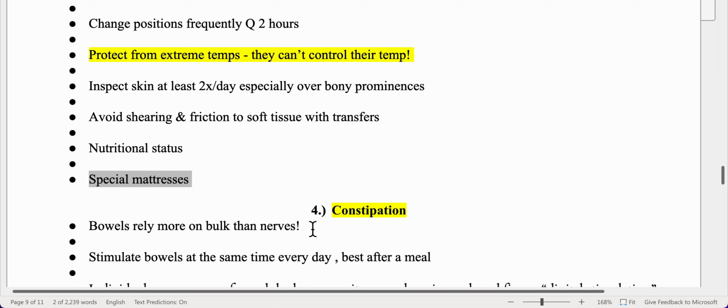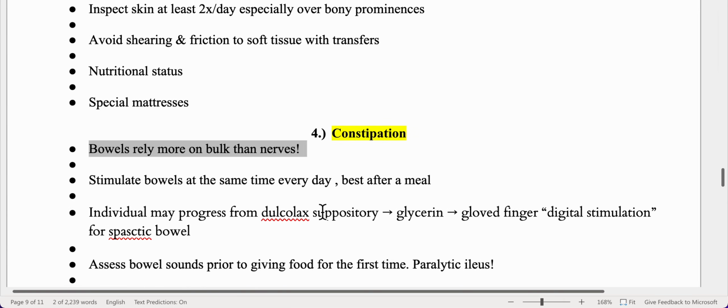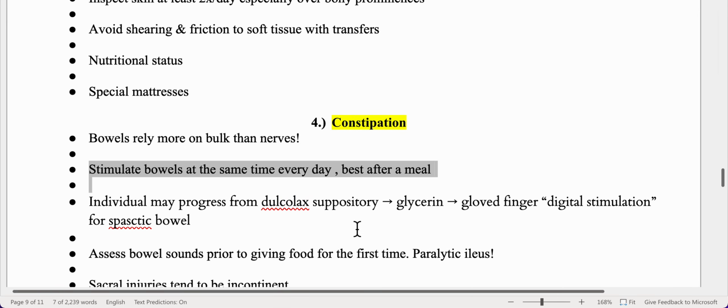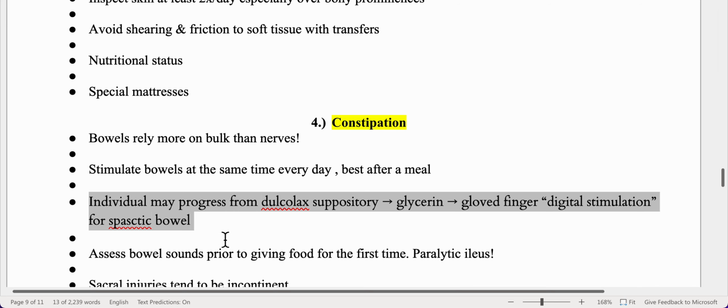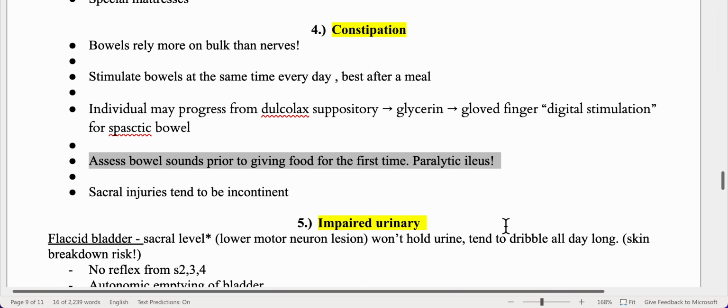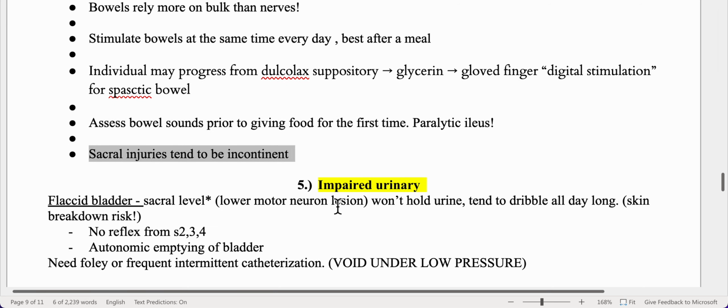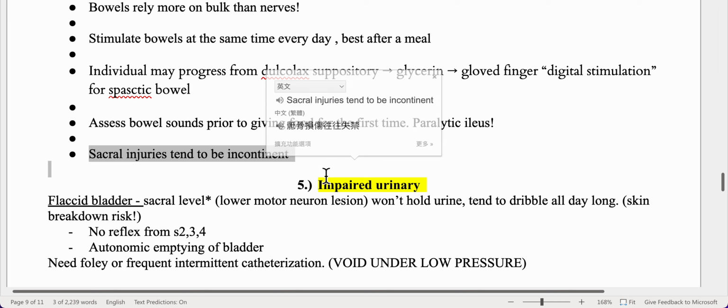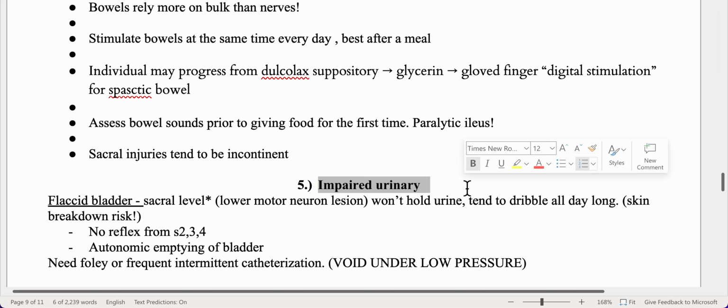Nutritional status. Special mattresses. Constipation. Bowels rely more on bulk than nerves. Stimulate bowels at the same time every day, best after a meal. Individual may progress from Dulcolax suppository, to glycerin, to gloved finger digital stimulation for spastic bowel. Assess bowel sounds prior to giving food for the first time. Paralytic ileus. Sacral injuries tend to be incontinent.